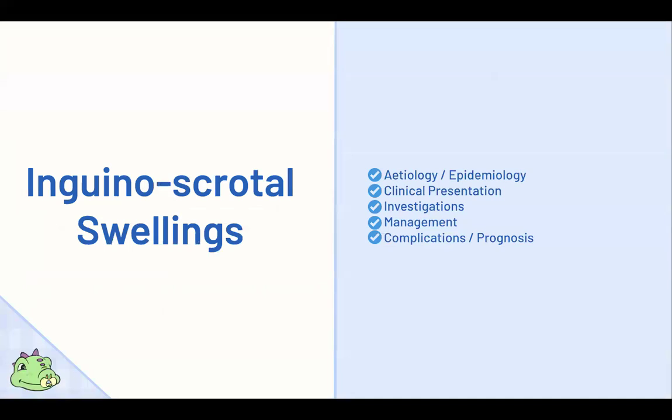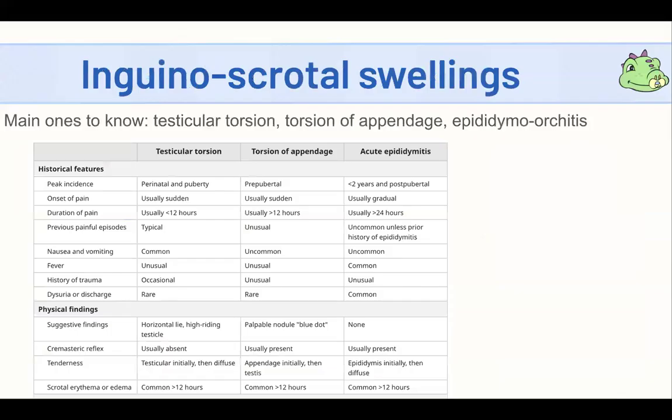All right, and then next we have the inguino-scrotal swellings. So this is a broad category of a few conditions. I think the main ones you would need to know for the exam would be testicular torsion, torsion of the appendage, and epididymo-orchitis. And this is a good table that I found that helps to summarize the three conditions.